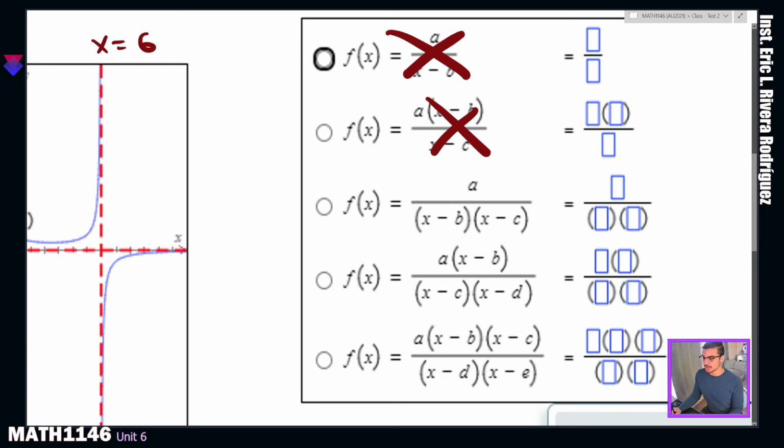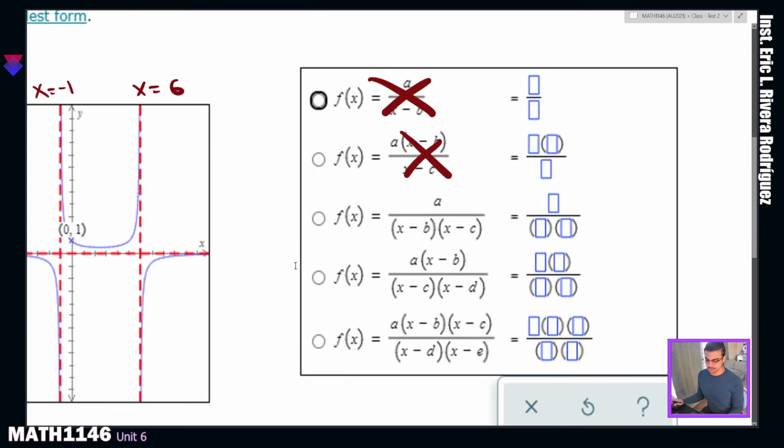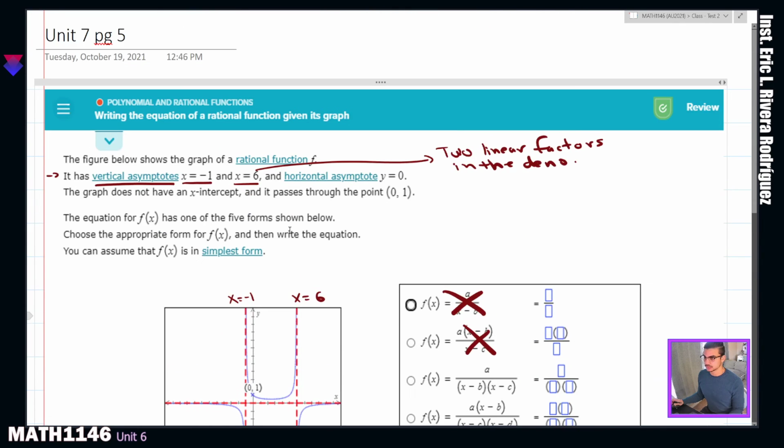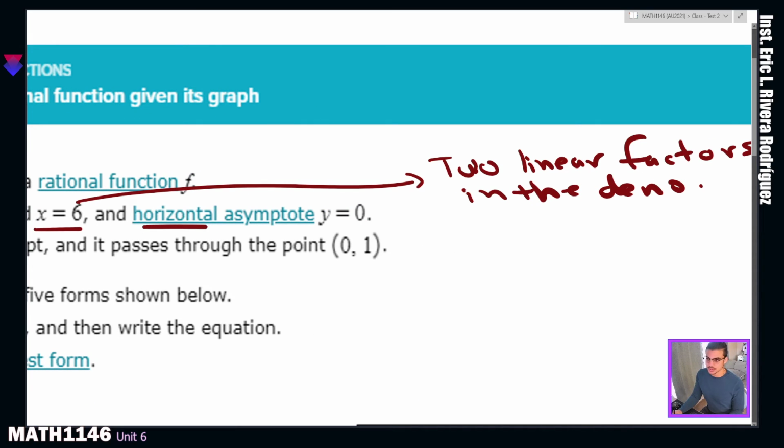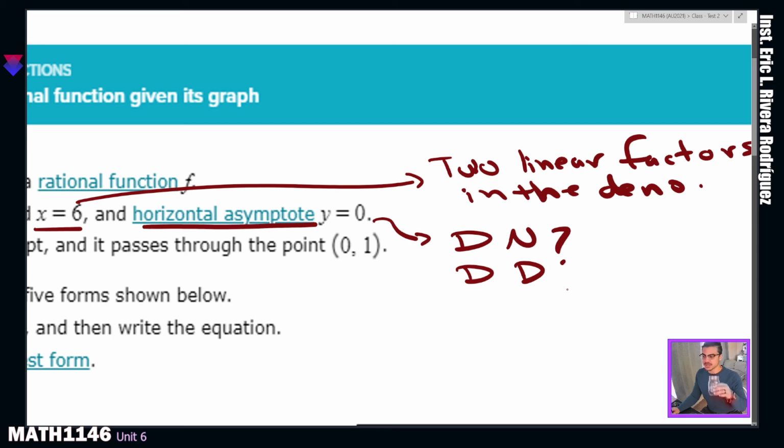But then we need more information because now we need to determine which of the three it is. Horizontal asymptote y equals 0. What can you get from that? If I told you the horizontal asymptote is y equals 0, what can you say about the degree of the numerator and the degree of the denominator? What can we say about them?